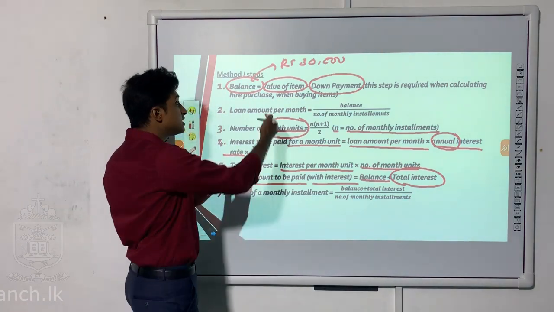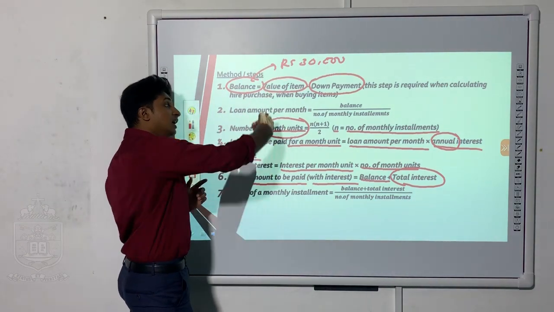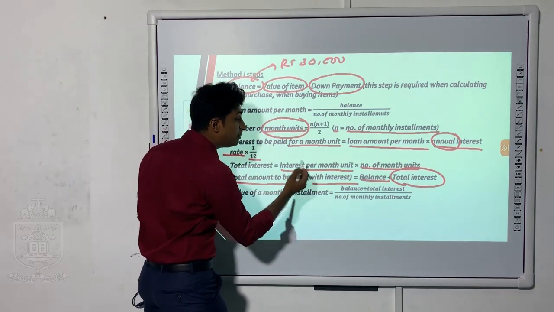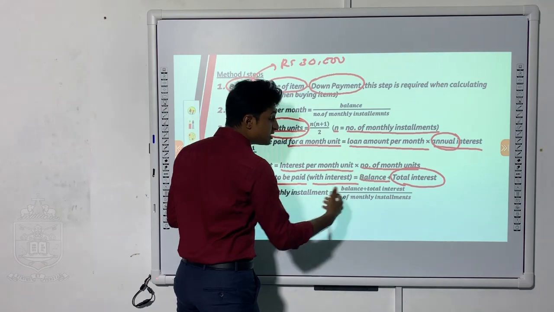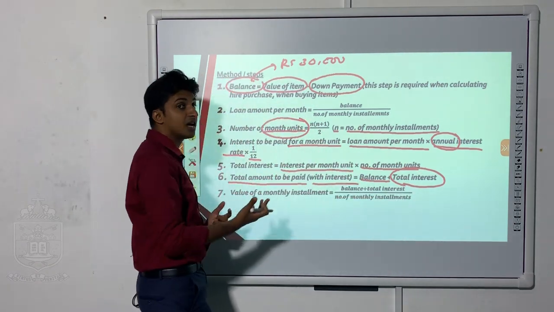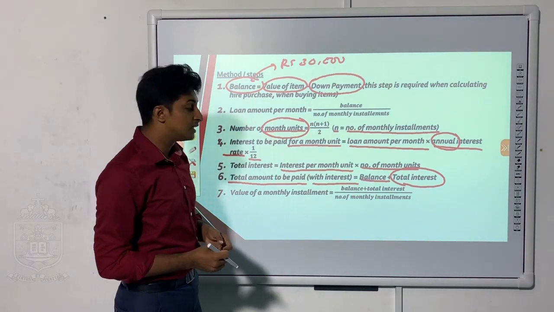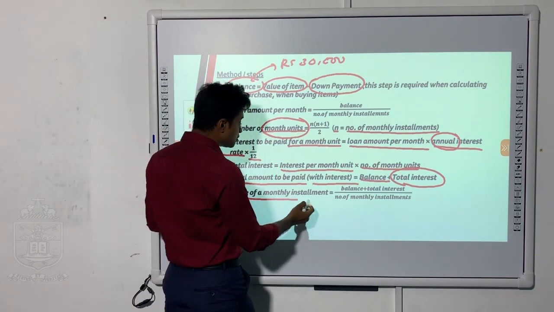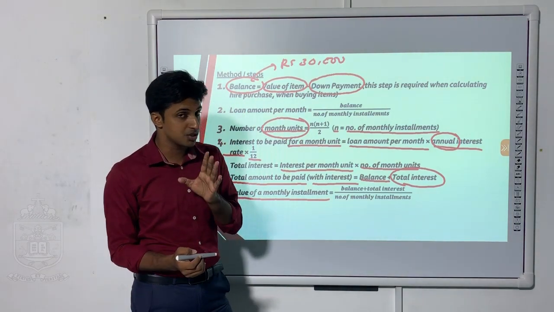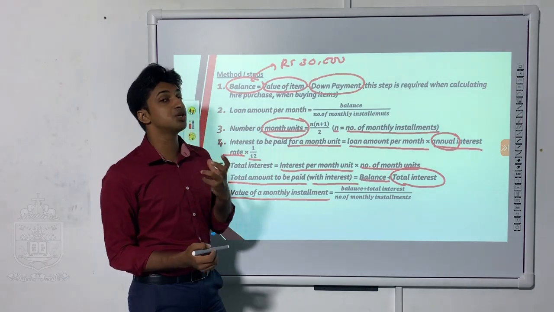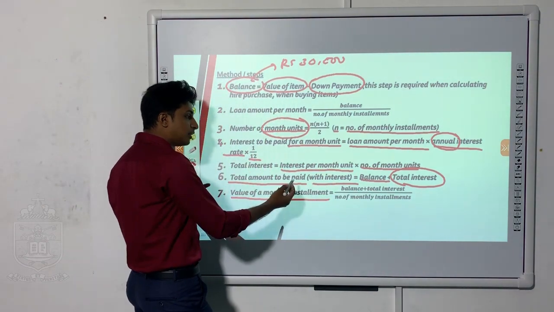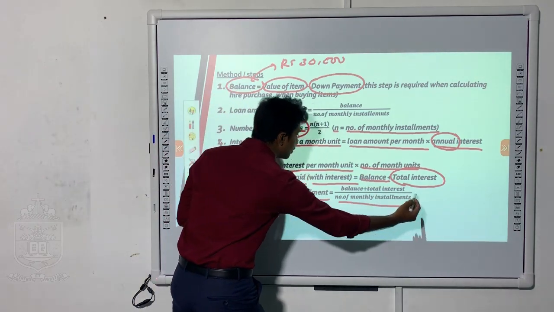But now, since I am going to pay under hire purchase, interest is being added. So the total amount to be paid is my balance of 30,000 plus the total interest I have to pay. Then the value of a monthly installment, that means for one installment, how much you have to pay: the balance plus total interest, that is the total amount to be paid, divided by the number of monthly installments.